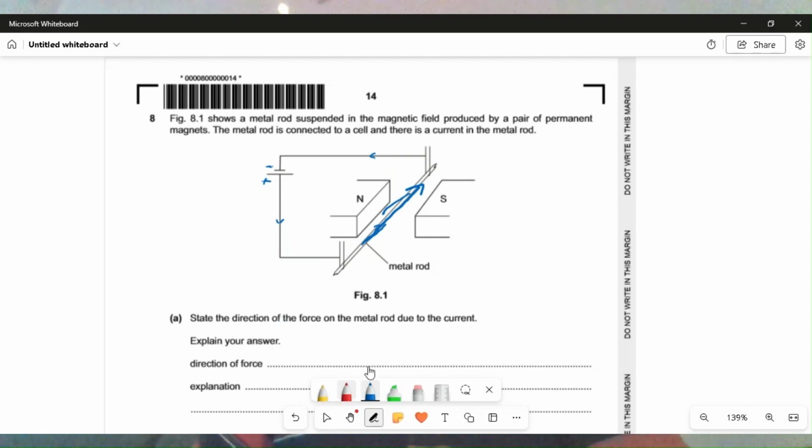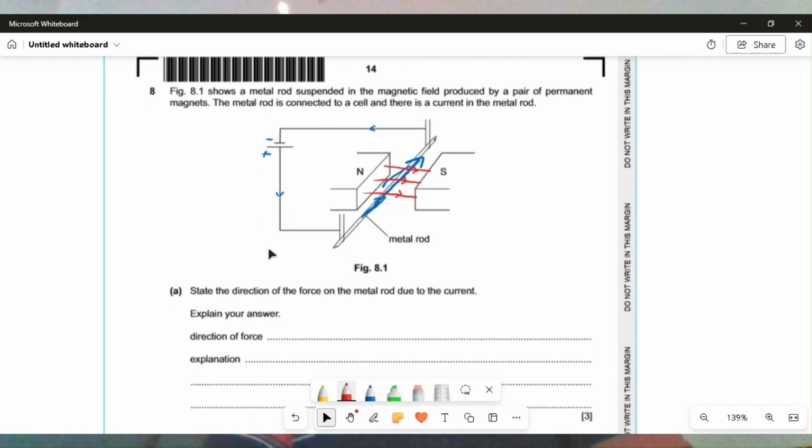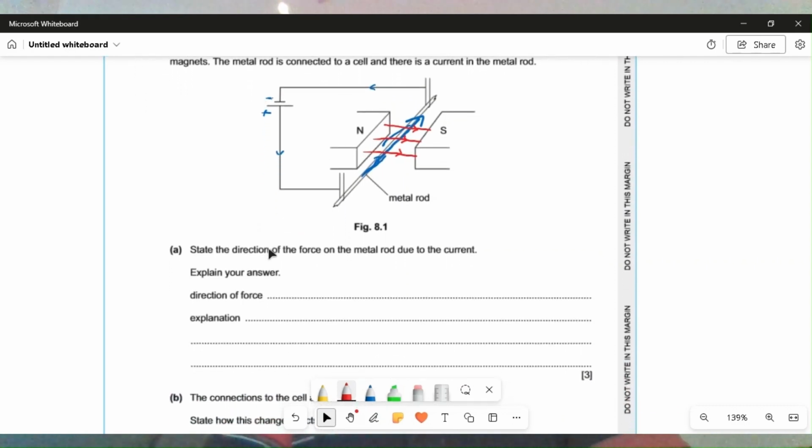And the magnetic field I draw from the north to south. These are the magnetic field lines. Now, magnetic field lines are perpendicular to the direction of the current. First part says state the direction of the force on the metal rod due to the current. For finding the direction of force, we have to use Fleming's left hand rule. What was Fleming's left hand rule?